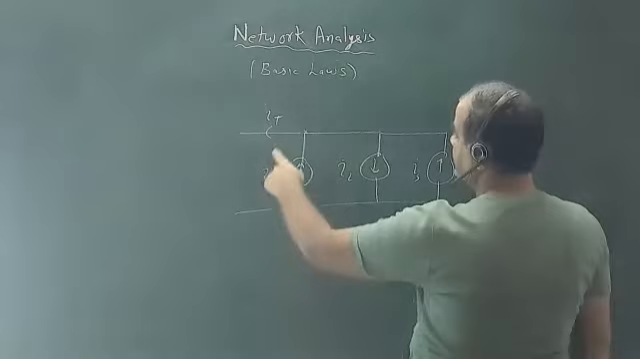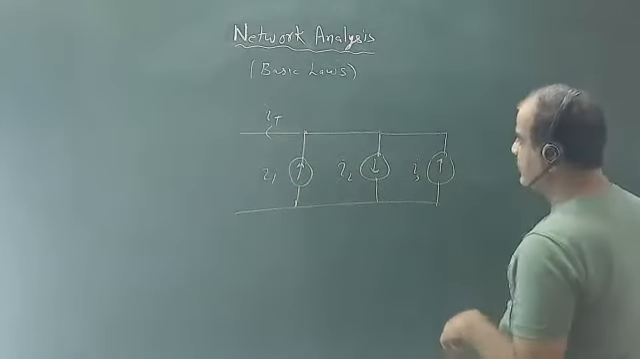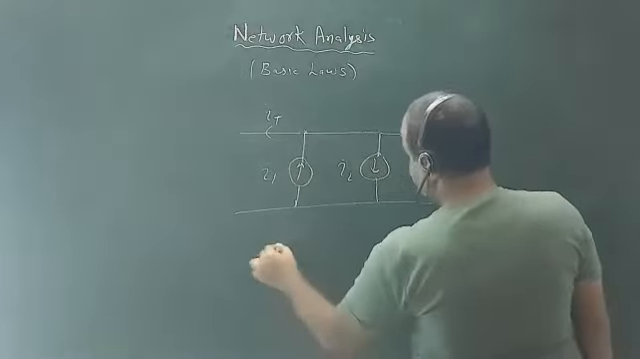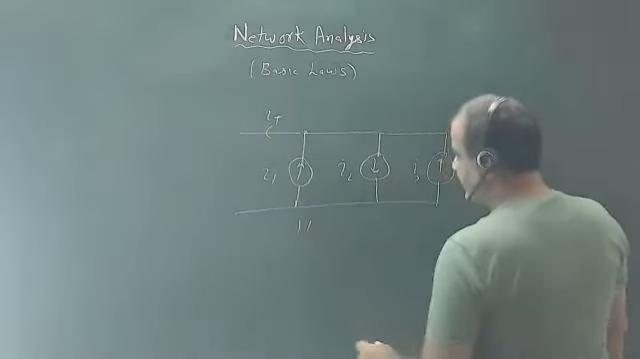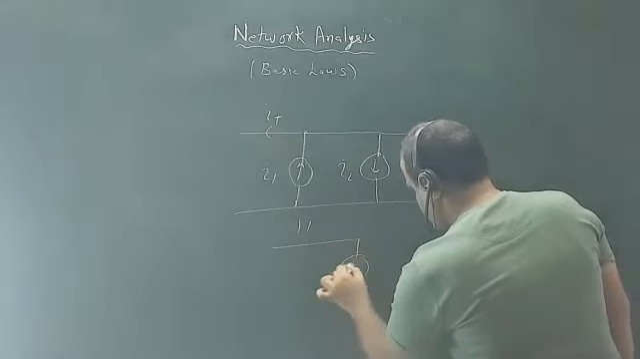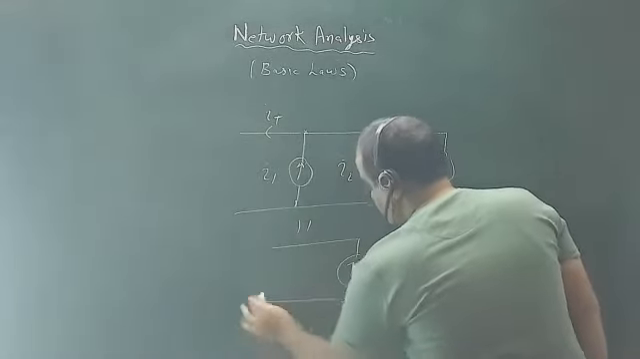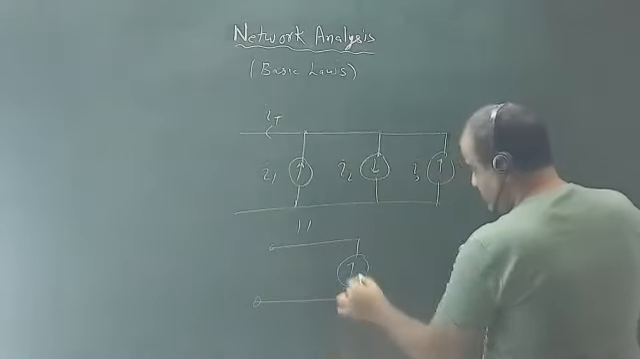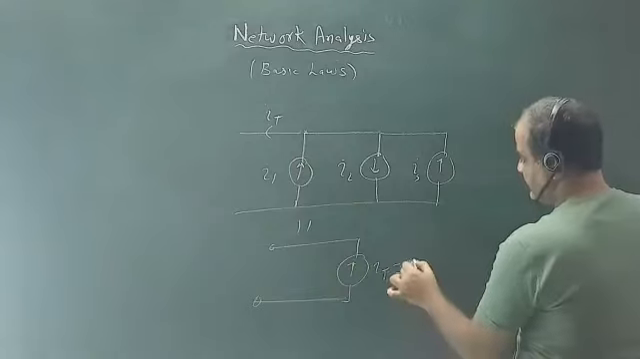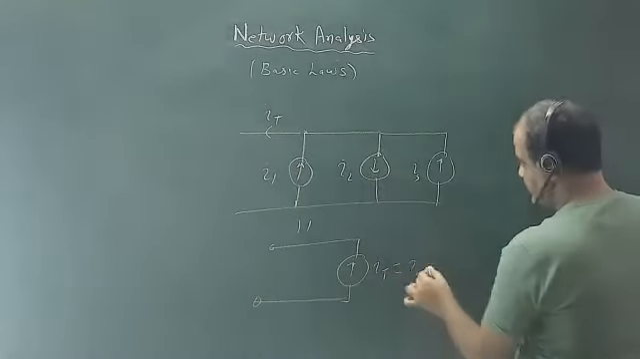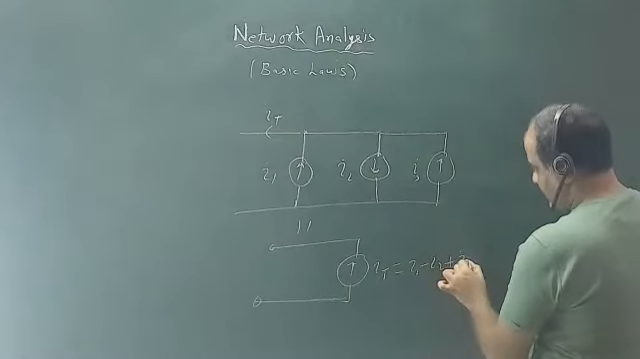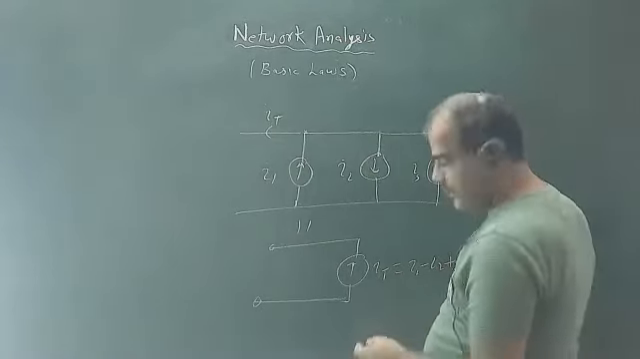So you see these are sources, and these sources are connected in parallel. So I can replace this circuit by an equivalent circuit which has only one source, giving total current IT equal to I1, this is reverse current, in the opposite direction, minus I2 and plus I3. So this is the equivalent circuit.